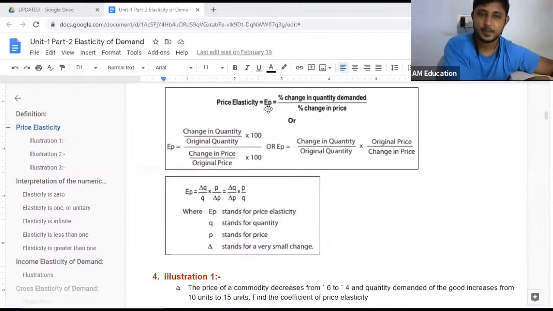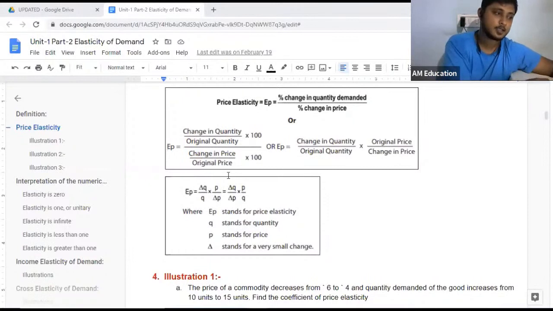Price elasticity, EP, is the percentage change in quantity demanded divided by the percentage change in price. Change in quantity by original quantity into 100 is the percentage change in quantity demanded, and change in price by original price into 100 is the percentage change in price. Or it is delta Q by Q into P by delta P. You just do that and you'll be able to find the elasticity. The result will always be a plain number when you do this formula, like 1 or 2 or 3. It's not 1% or 2%. If it's 0.5, it is 0.5.